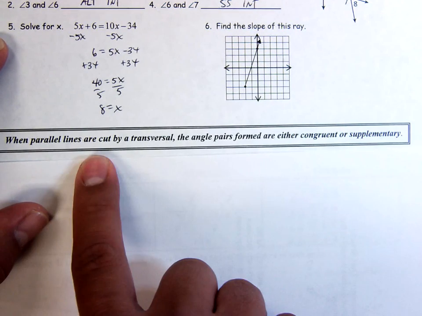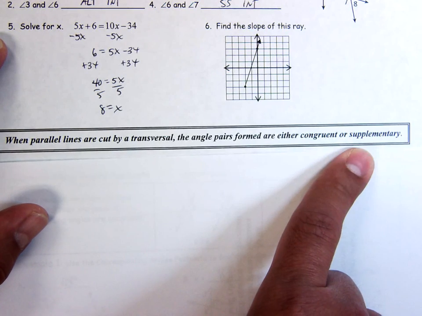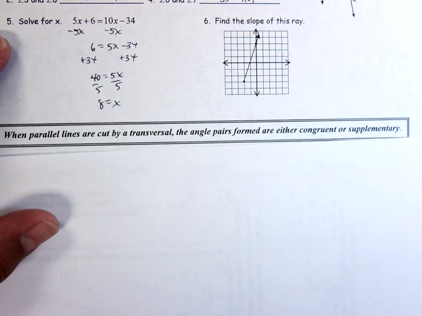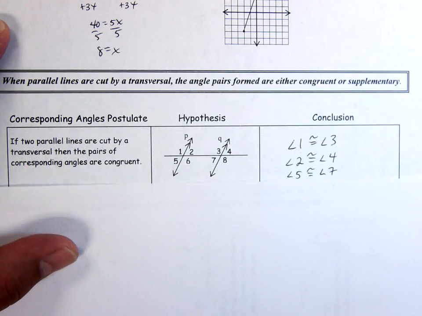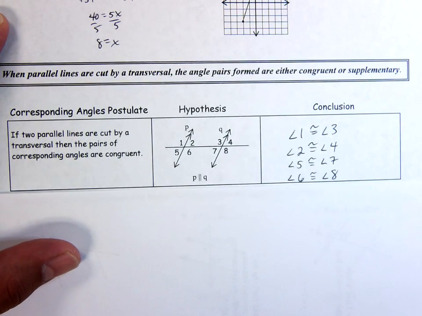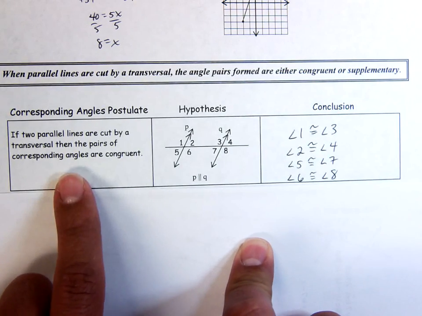Alright, when parallel lines are cut by a transversal, the angle pairs formed are either congruent or supplementary. So we spent the last time figuring out how to name pairs. Now let's figure out why that's important. First one, the corresponding angles postulate. So read it. It says if two parallel lines are cut by a transversal, then the corresponding angles are congruent.